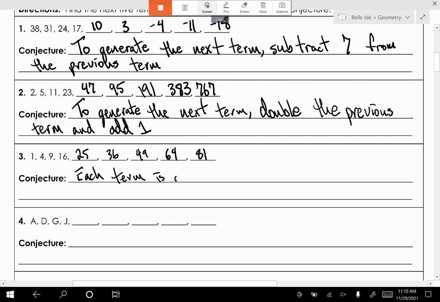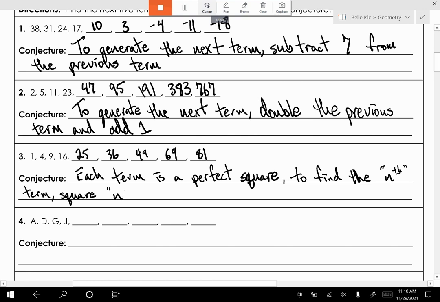Okay, so for the conjecture: each term is a perfect square. To find the nth term, you will square n.